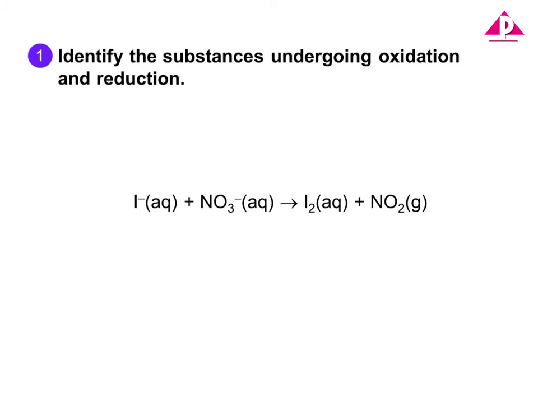First, identify the substances undergoing oxidation and reduction by assigning oxidation numbers. The oxidation number of iodine in an iodide ion is -1, and that in iodine is 0. As the oxidation number of iodine increases from -1 to 0, the iodide ion undergoes oxidation.